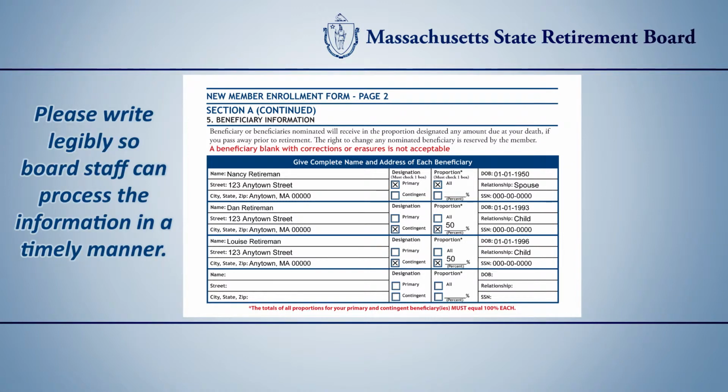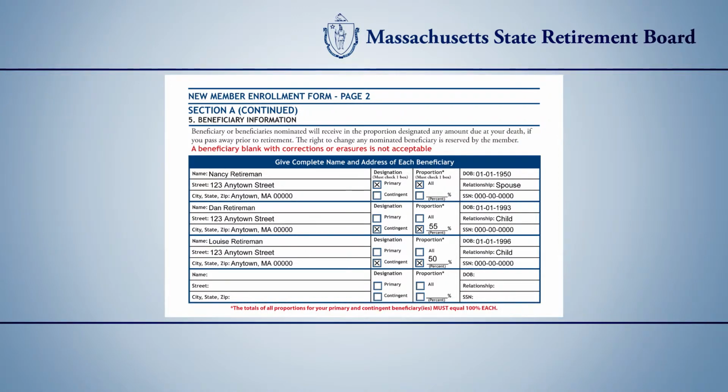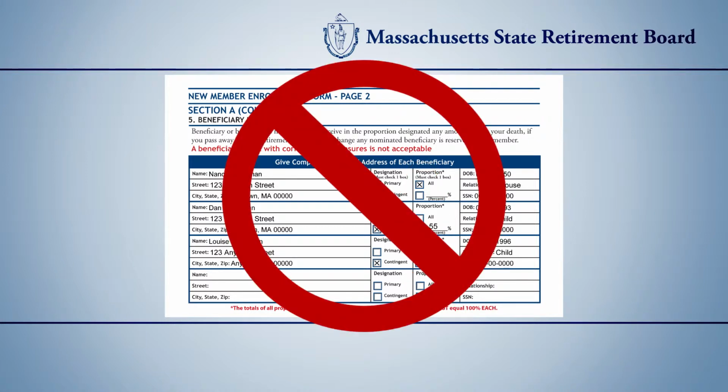And please write as plainly and as legibly as possible so board staff can easily read what is written and process the information in a timely manner. Please note, if total amounts reported on the beneficiary form do not equal 100% each, the form will not be processed. It will be mailed back to the employee with a request to complete a new form.